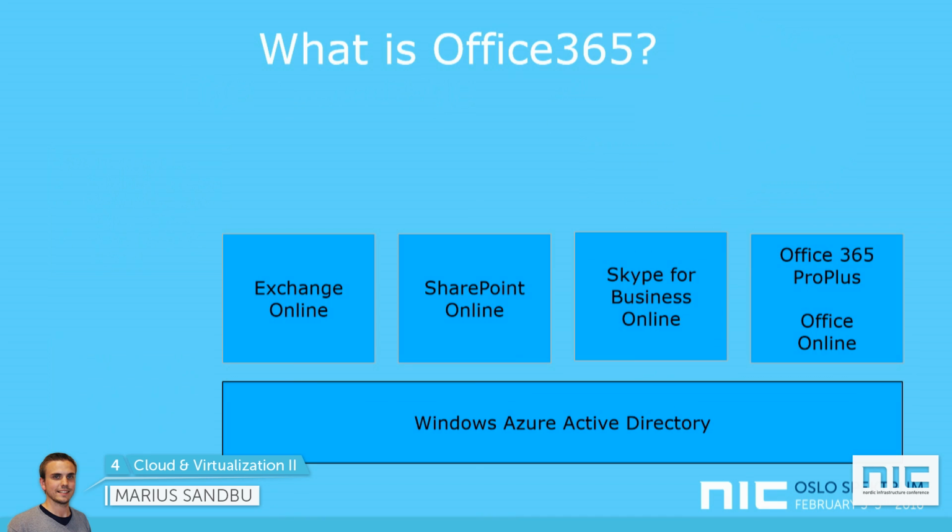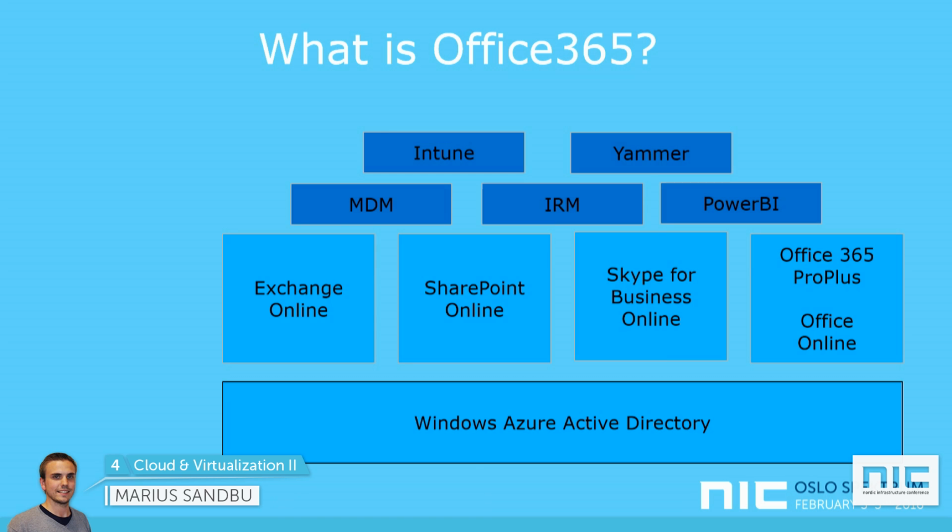So, I'm guessing everybody here is familiar with Office 365. It hasn't changed that much in terms of the pillars it stands on. We have Exchange, SharePoint, Skype for Business. We have Office Pro Plus. We have Office Online. And we have Azure Active Directory, which is the identity catalog, which we use underneath. So when we create a user in Office 365, it is created in an Azure Active Directory tenant.